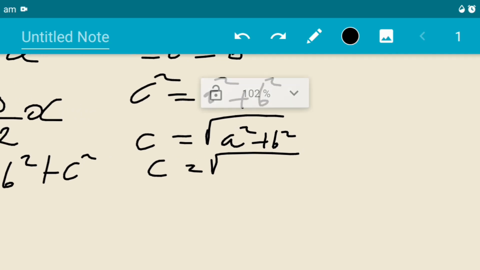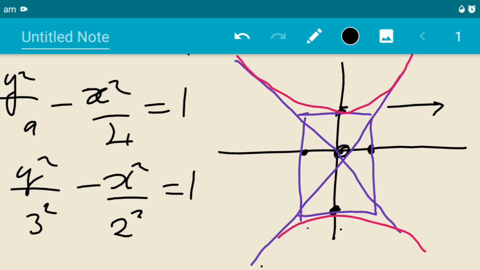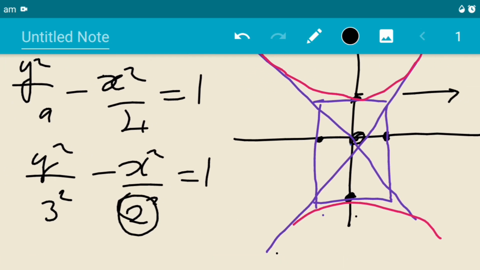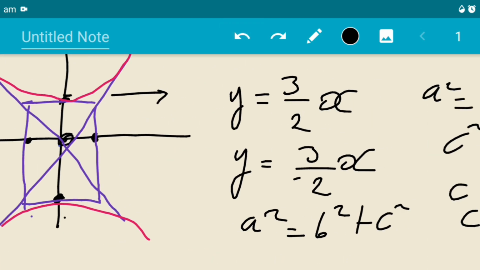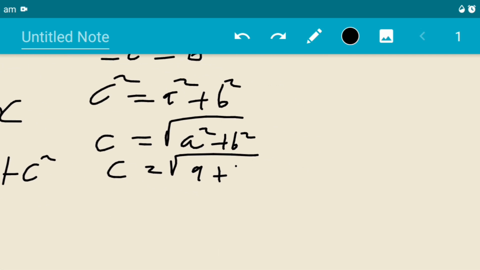Our a is 3. So that is 3 squared, that is 9. Then we say plus, what is our b? Our b is 2. Okay, here, this right here is our b. So that's 2 squared, which is 4. So c, when we just punch everything into our calculator, is going to be the square root of 13.